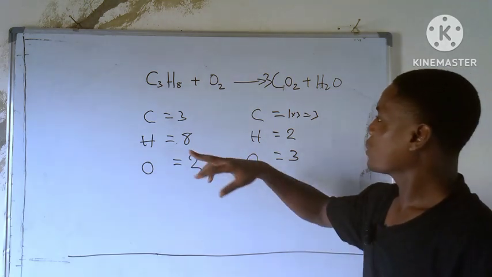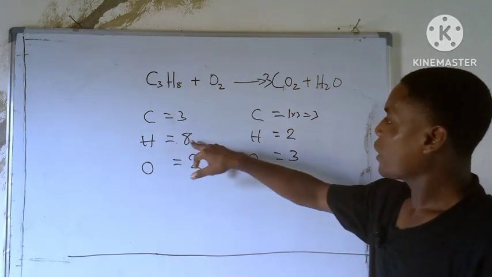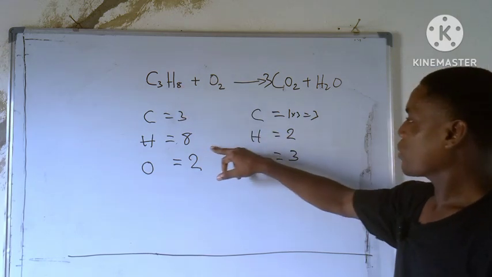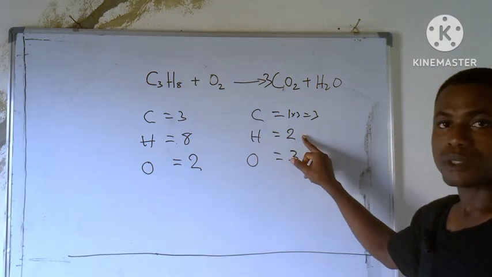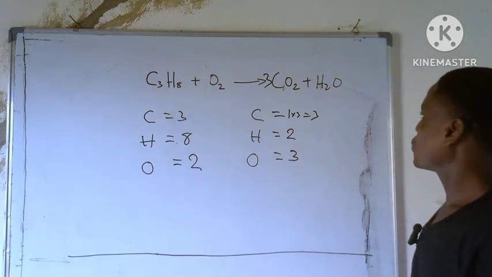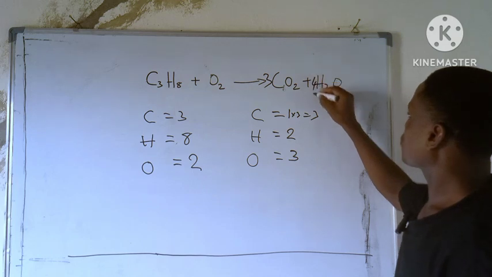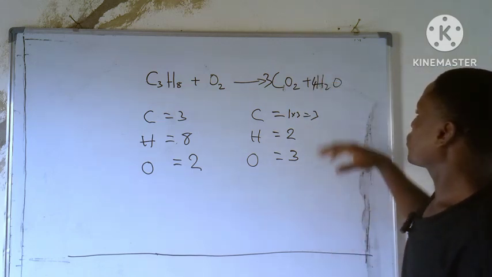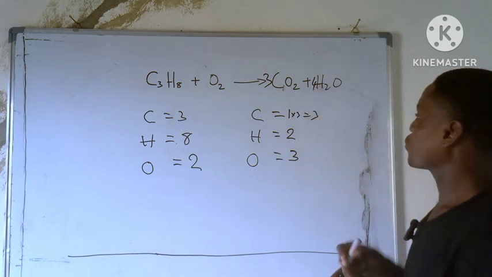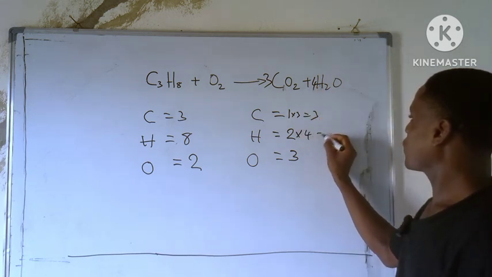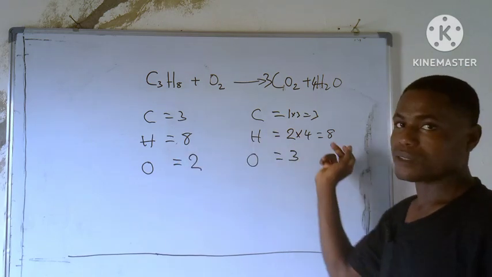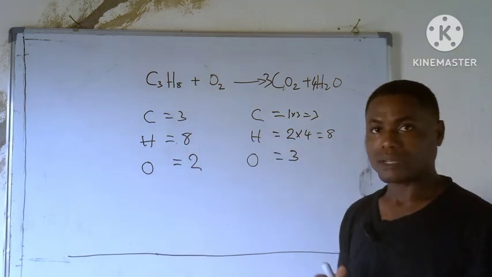Now, let's come to hydrogen. Look at hydrogen here. Hydrogen has 8 atoms at the left side, right? At the right side, we have only 2, meaning hydrogen is not yet balanced. So what are we going to do? Let's introduce 4 here. We use this to multiply these 2 atoms. So 4 times 2 will now give us 8. So hydrogen at our left side and right side is now balanced, right?